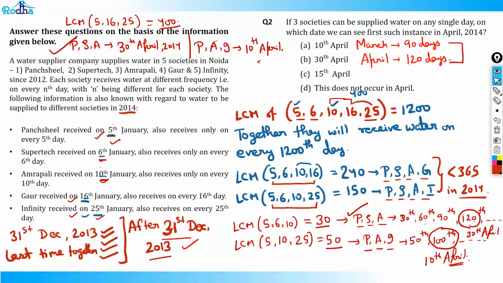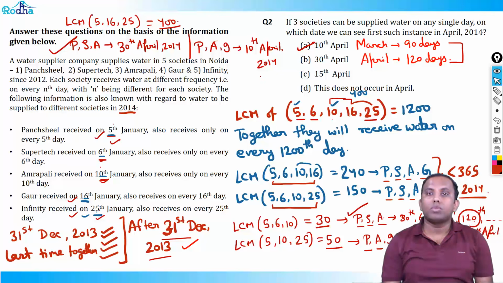Again, don't forget, 100 days is from which day? 31st December 2013, when they last received together. After that, the 100th day is 10th April. If you count January plus February plus March, 90 days finished, plus 10 more days, that is 10th April. So what is the answer? Answer is 10th April for this question. So very nice question, very conceptual question. This kind of questions will take you through in LRDI. Very important questions, right?